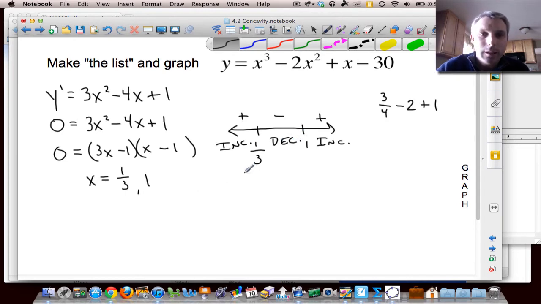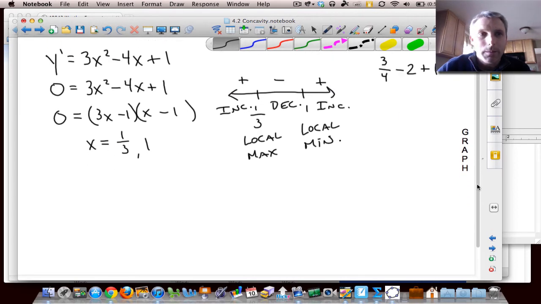So that means this is positive going to negative, up then down. That means I have a local max. And that means this is decreasing to increasing. That means this point is a local min. All right, I'll put the list together in a minute, but this tells me about my maxes, mins, increasing, decreasing. Now the new idea today is, let me slide down a little here.